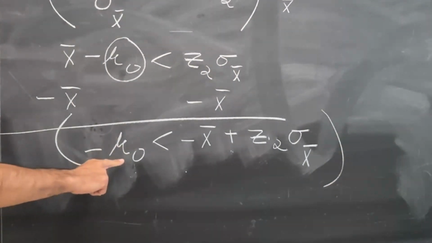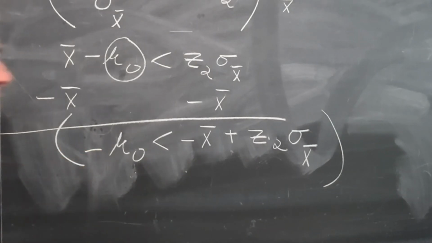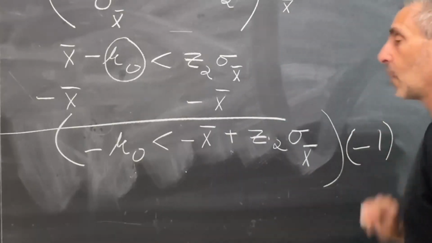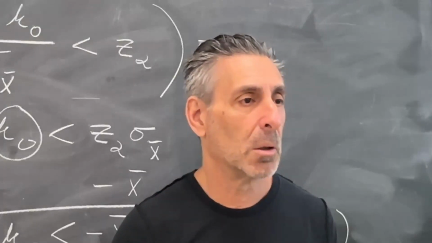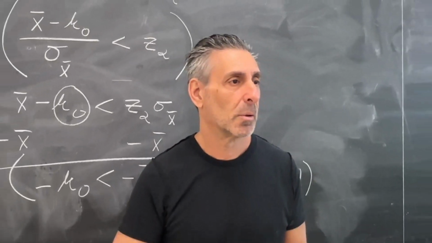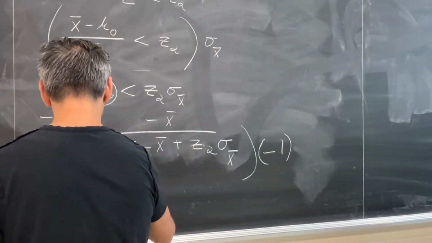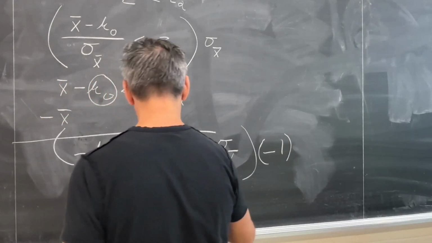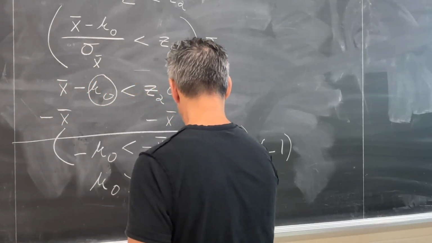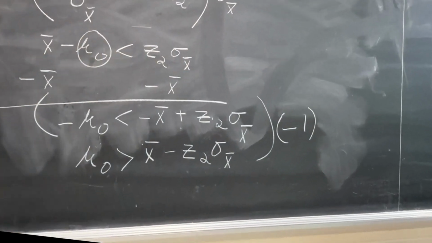So now we have to solve for mu naught. We must get rid of this negative symbol. So we multiply the entire inequality by -1. So we have mu naught is greater than x bar minus z sub alpha sigma sub x bar.